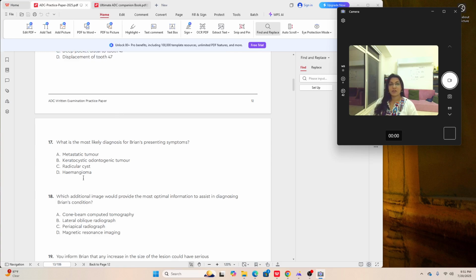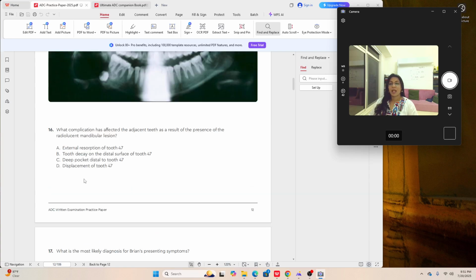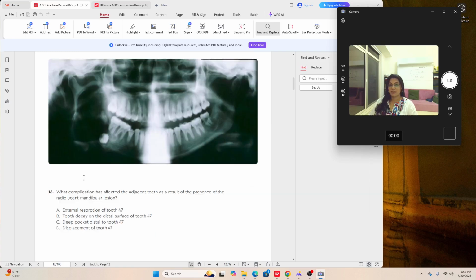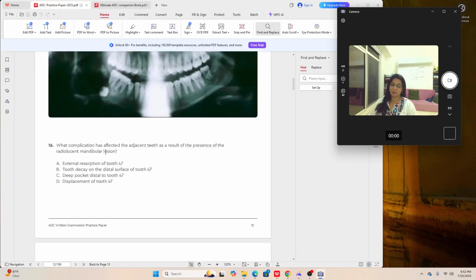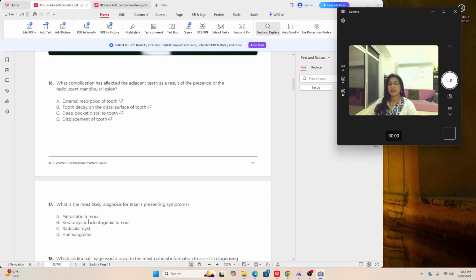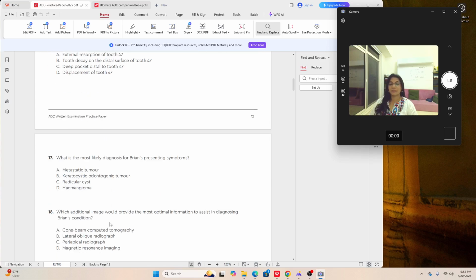Then you have hemangioma. Hemangioma is a blood-filled cyst. Looking at the symptoms and the presentation of it, it does not look like a hemangioma at all. So the answer is keratocystic odontogenic tumor.